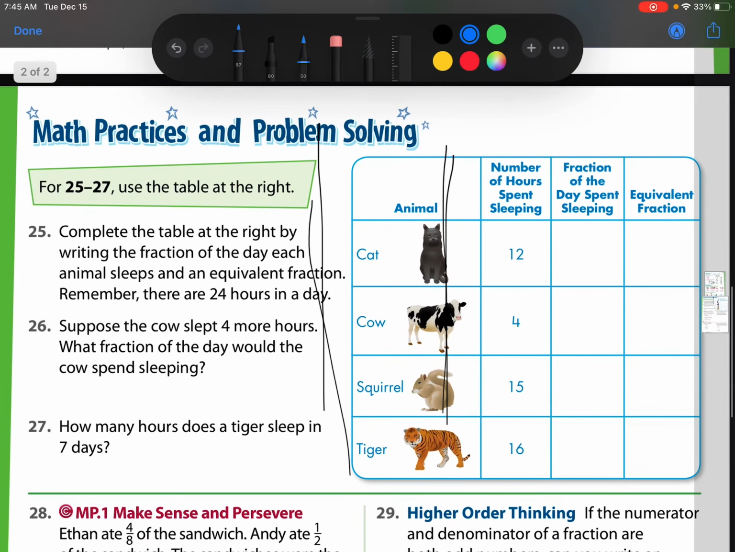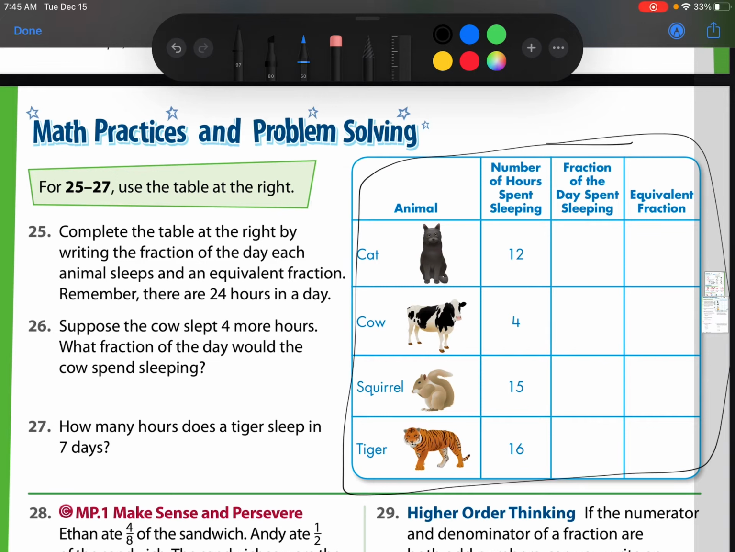Now for our word problems. So number 27, let me clear these lines off that I accidentally wrote earlier. It says complete the table at the right. So we're using this, by writing the fraction of the day each animal sleeps and an equivalent fraction. Remember, there's 24 hours in a day. So remember that 24 is our total.